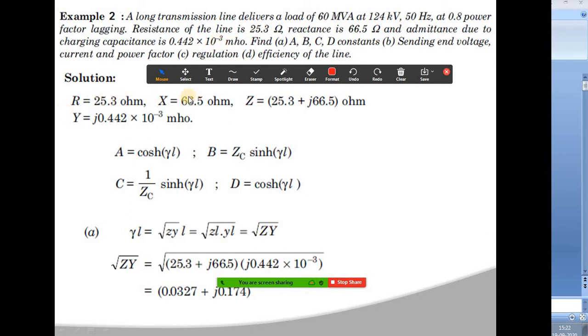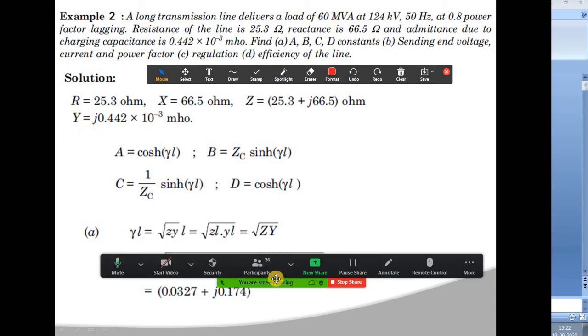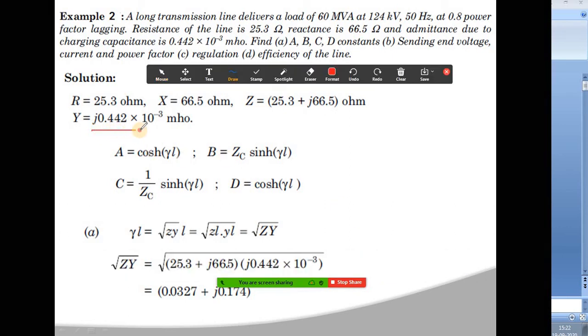So if you know the resistance and reactance, you can calculate the impedance Z. Z is 25.3 plus j 66.5 ohms, and Y is the admittance value. This is due to the capacitance, right? So the capacitance admittance can be written as j 0.442 into 10 power minus 3. What does this j represent? This magnitude is at an angle of 90 degrees, that means the capacitance makes an angle of 90 degrees with your reference. Now you have to calculate the ABCD constants for your long transmission line.